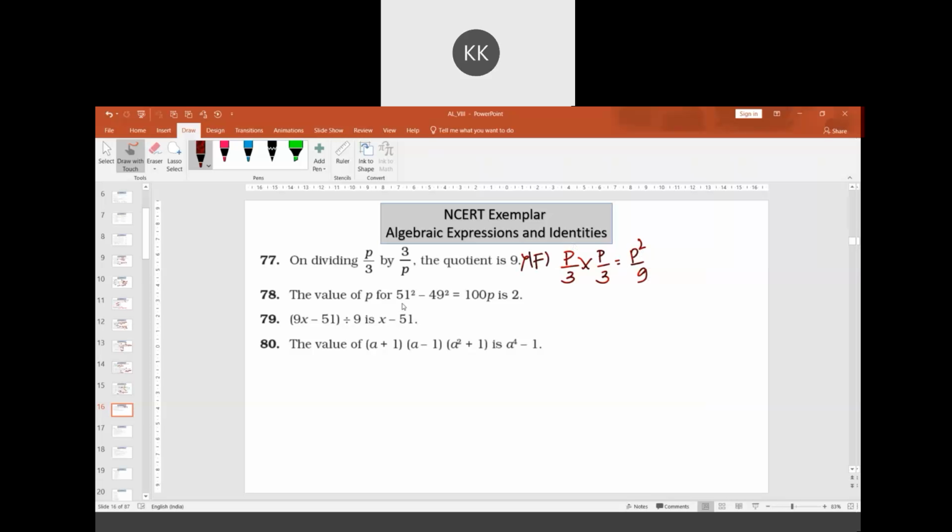What is the value of P? The sum of 51 and 49 will be, it is LHS, sir. A square minus B square, A plus B we should add, into A minus B. True. 100 into 2, sir. So it is true. Yes, the statement is true.